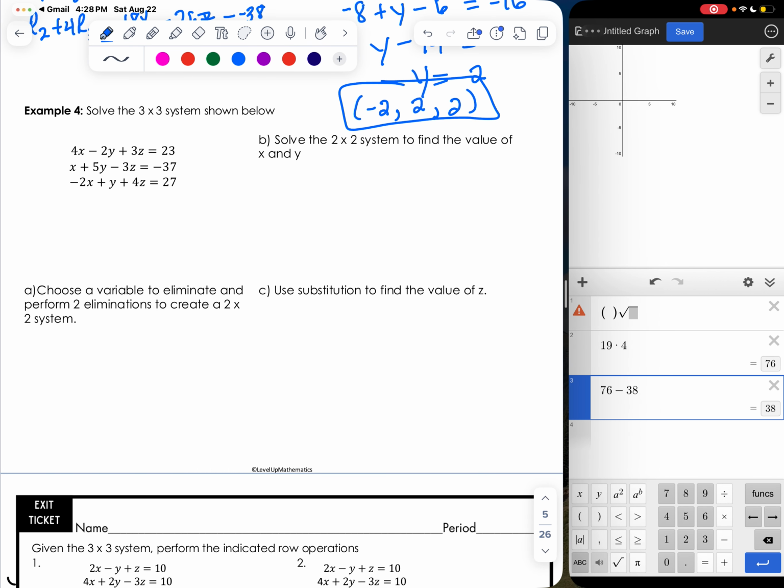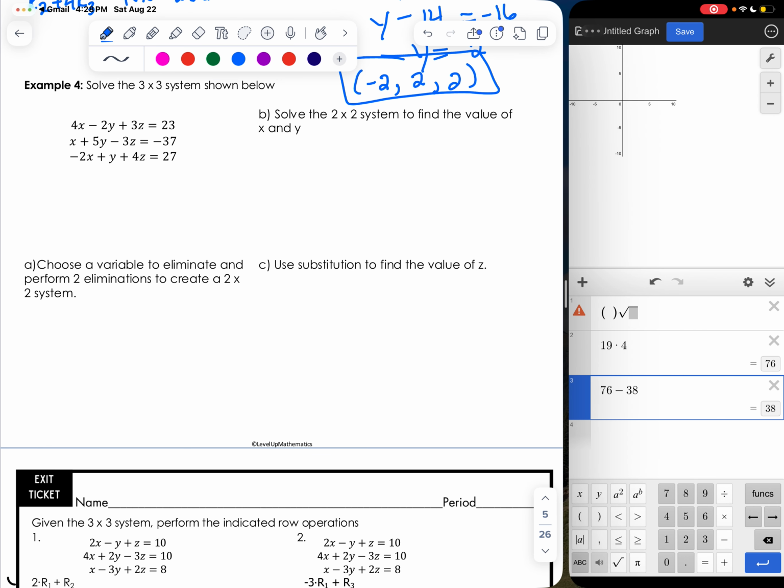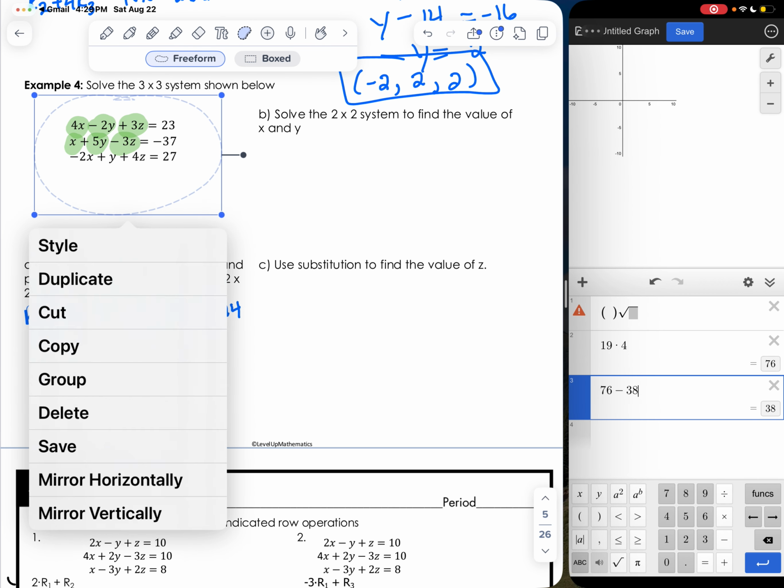All right. So to eliminate the z's, I'm going to start out by adding row 1 plus row 2. So if I combine row 1, 4x plus 1x, that would give me 5x. Then combine negative 2y plus 5y to get positive 3y. Combine 3z and negative 3z, those will eliminate. And then combine 23 minus 37, which would give me negative 14.